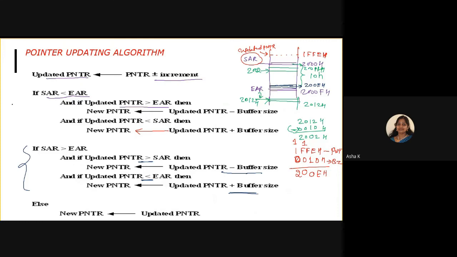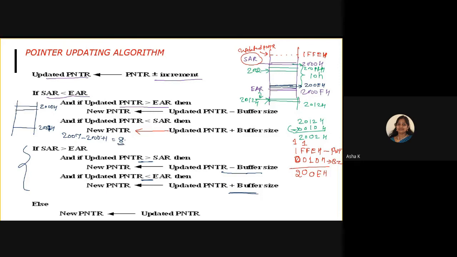Let us explain this with one simple example. Say I have here 2000 hexadecimal, and say I have here 2006 hexadecimal. So say 7 hexadecimal we'll consider. For this, what is going to happen? The circular buffer size is 2007 minus 2000 hexadecimal plus 1, that is 8. 8 is the circular buffer size.